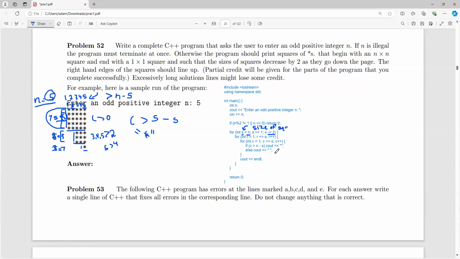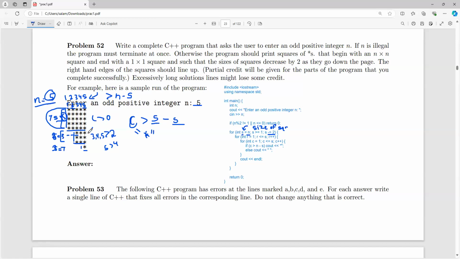Yes, thank you. Okay. And now we could use that s as well as the n value and compare. Is the column we're on greater than the number we initially inputted minus the current size of the square? If it is, then print a star. If it isn't, print a space.